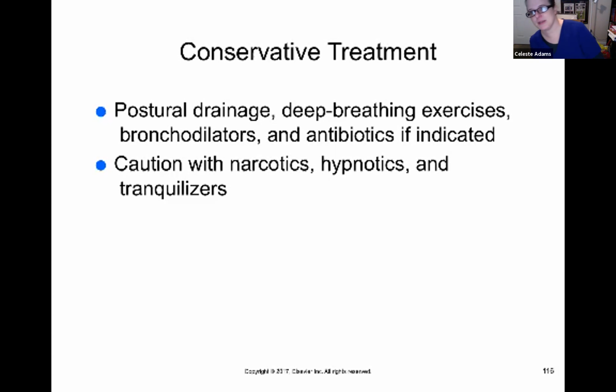You either lay them on their side, or sit them up nice and tall in a high Fowler's position so that the chest is open, so that the airways are open and the patient is able to breathe better. Deep breathing exercises. Bronchodilators and antibiotics if indicated. Bronchodilators are going to open up the airways so that the patient can breathe out the CO2 better.